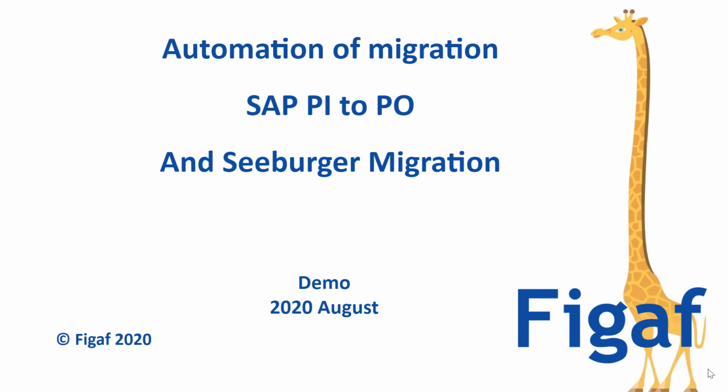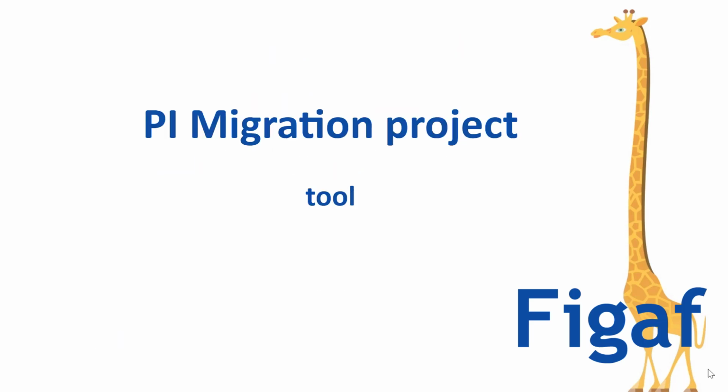In this video I'll show you how you can automate your SAP PI to PO migration and automate the Seeburger migration. So first off, the PI migration tool, and obviously you probably know that you need to migrate to 7.5 upgrade. In this video I'll look at how you can actually automate the migration process in this perspective.